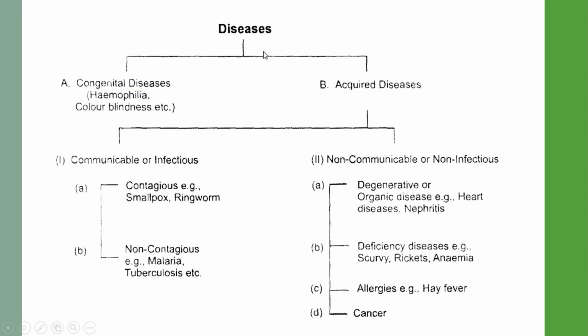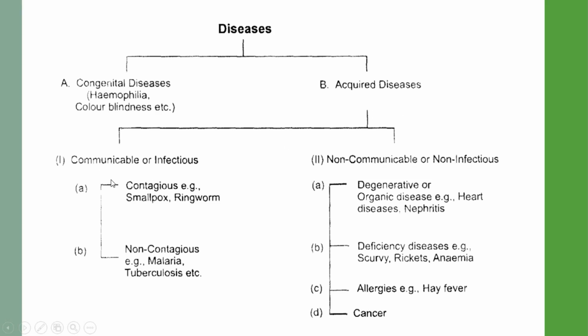So, we talked about diseases. We have to know that there are basically two types of diseases, congenital diseases and acquired diseases. Congenital diseases are diseases that we have had since our birth. And about the acquired diseases, we gain that type of disease during our lifetime. There are two types of acquired diseases, communicable or infectious, and non-communicable or non-infectious.